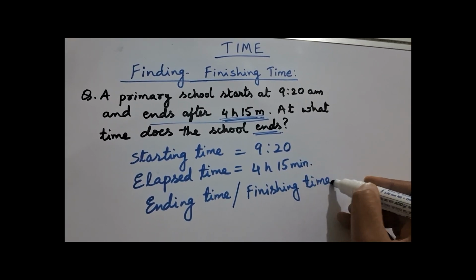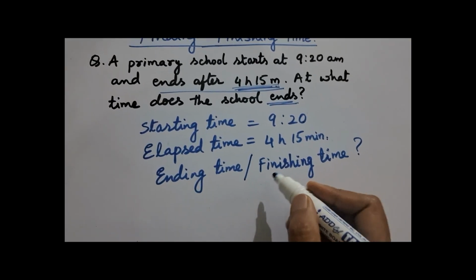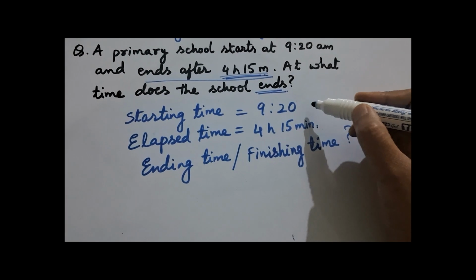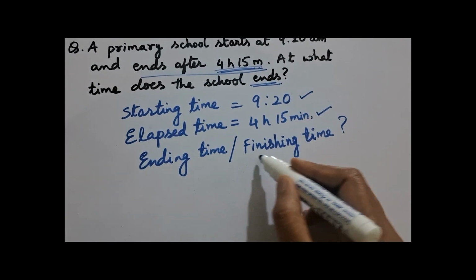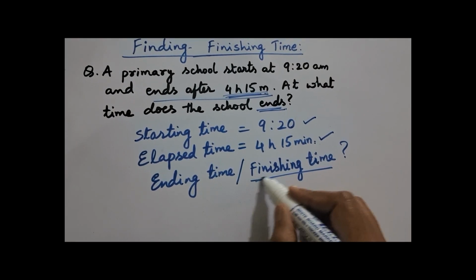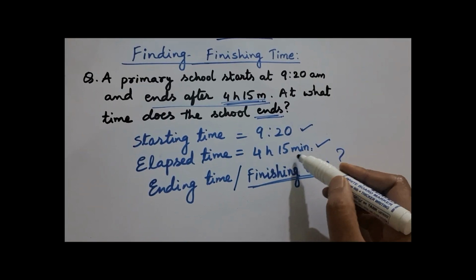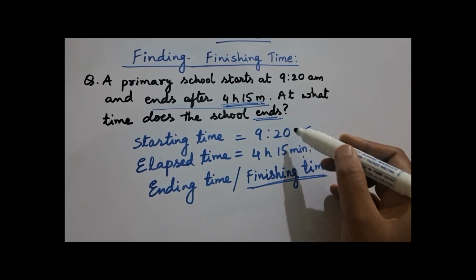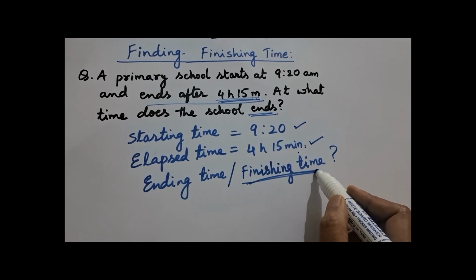Finishing time we need to find. Okay, so here the starting time is given, children, and the elapsed time is also given. We have to find the finishing time. So from this we can easily tell that finishing time will be equal to starting time plus elapsed time. That means these two timings we have to add, then you will get the finishing time, right?